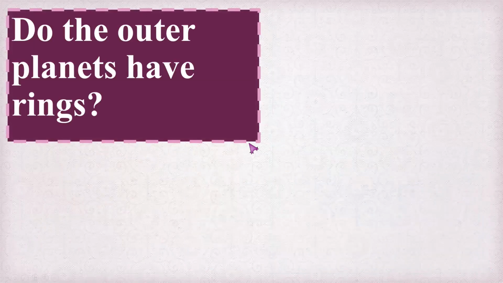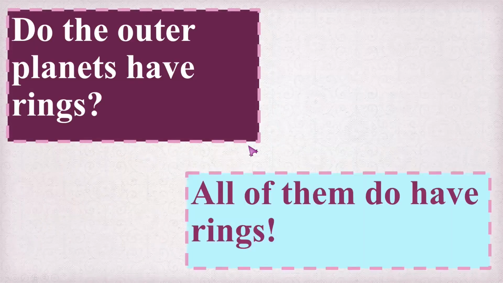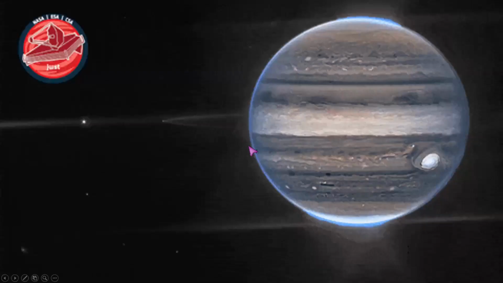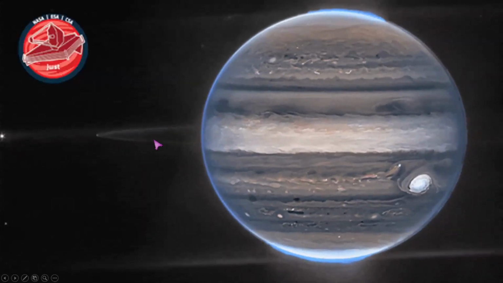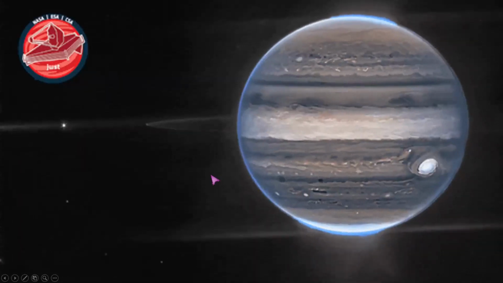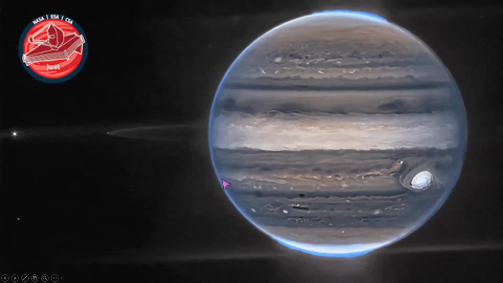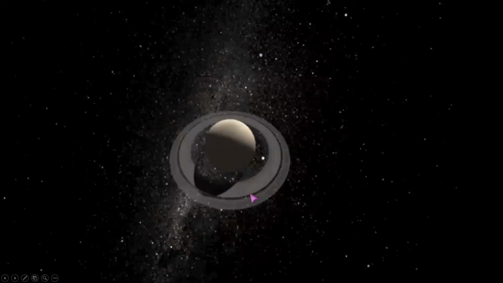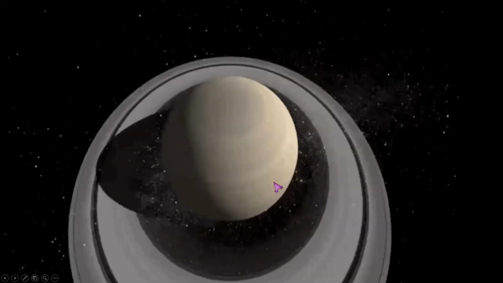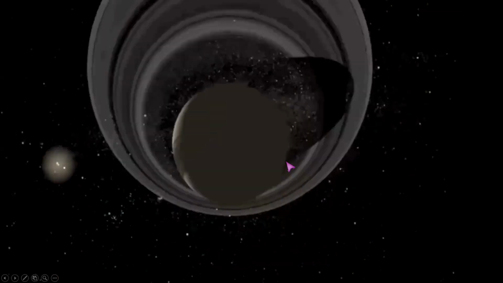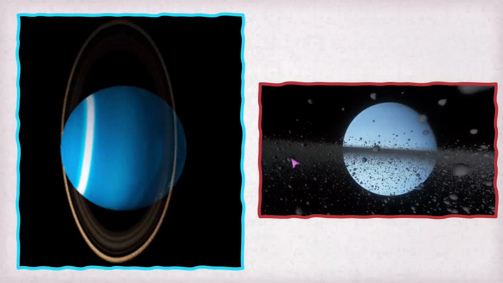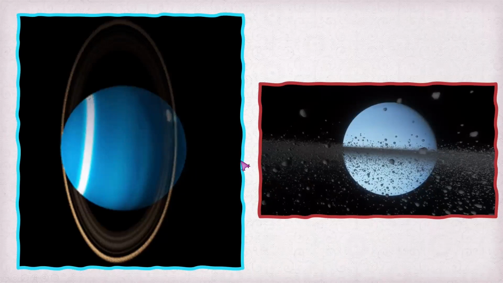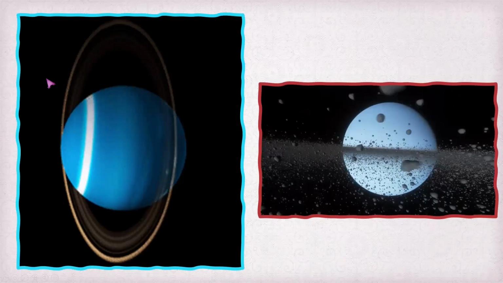Do the other planets have rings? Yes, all of them do have rings. This is the ring of Jupiter. As you can see, it's very thin and somehow cannot be seen like the rings of Saturn. Saturn's rings are visible and complex. Even Uranus and Neptune have rings of their own.